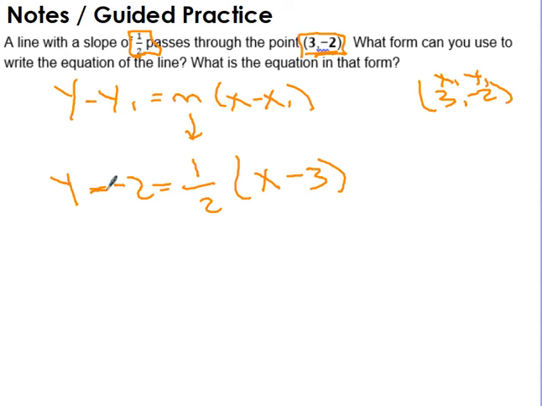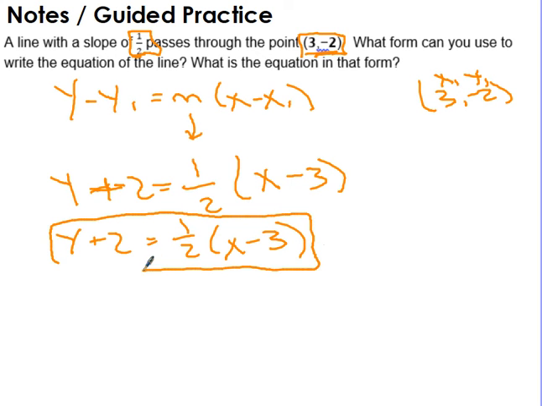This double negative makes a positive, because this was minus -2. That's why I'm left with y plus 2 equals 1/2 times x minus 3. This is the final equation in point slope formula.